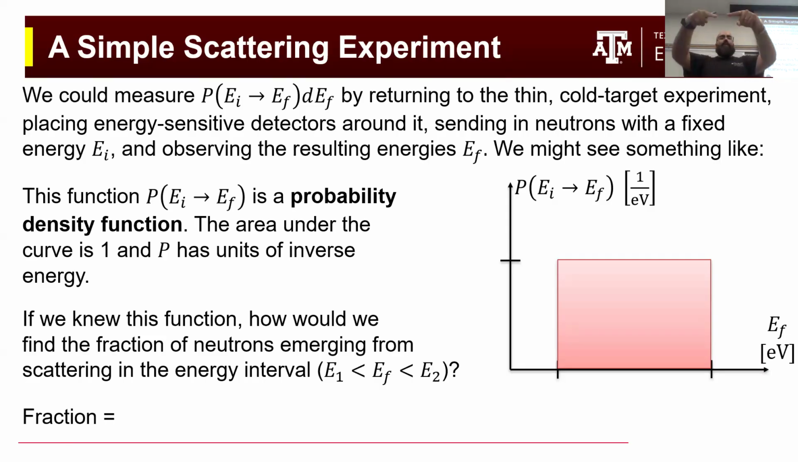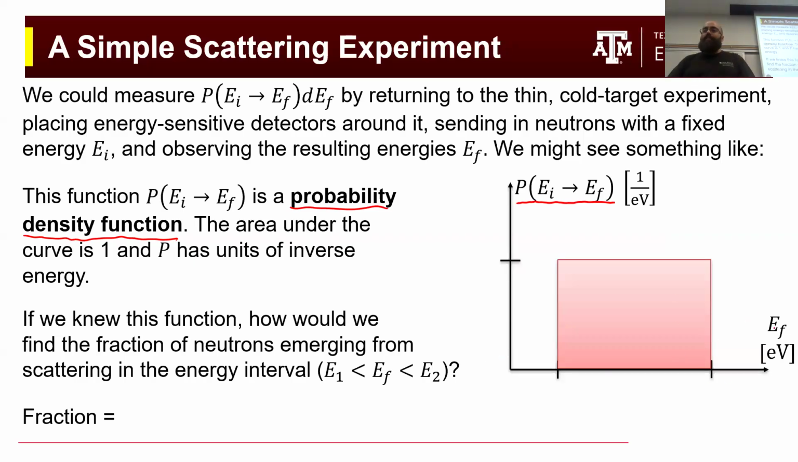Now we're going to put energy-sensitive detectors around the target so that once those neutrons scatter and hit the target, we can figure out what energy the resulting scattered neutrons had. If we knew that, we could construct a probability distribution that would look something like this. On the top is my probability density function, P from EI to EF, and because it's a probability density function, it has units of inverse energy, 1 over eV.